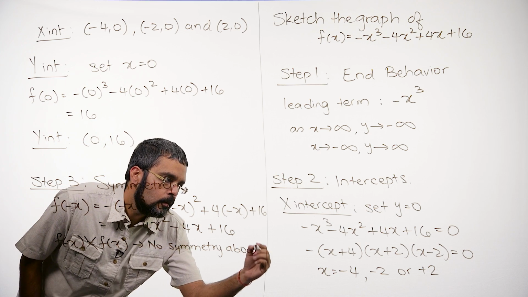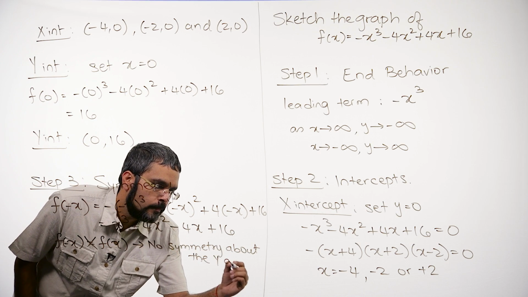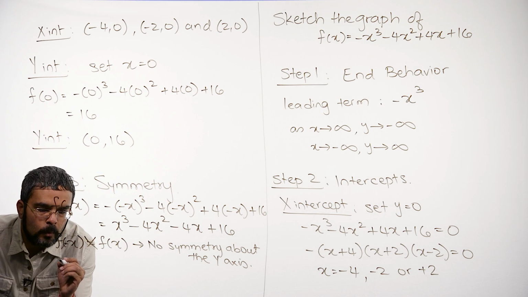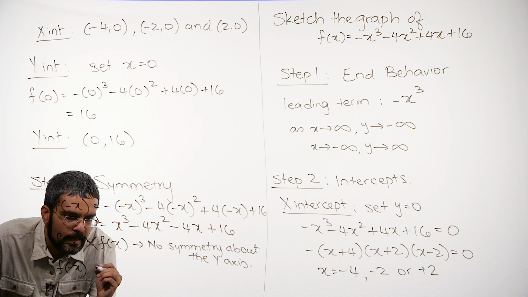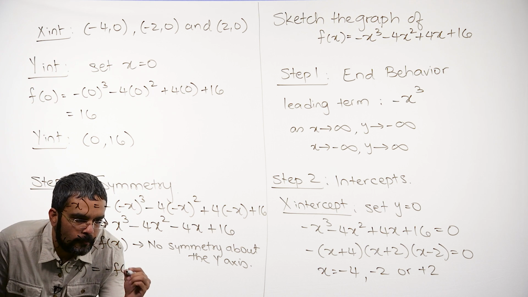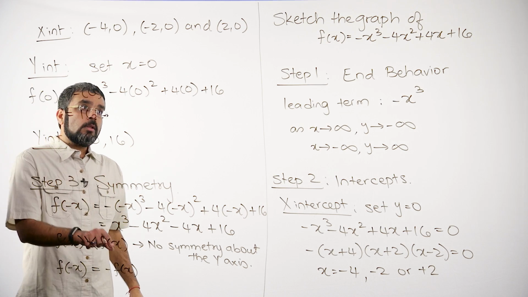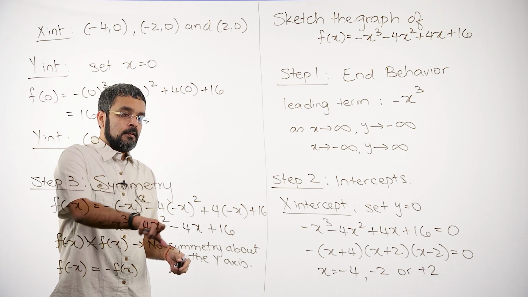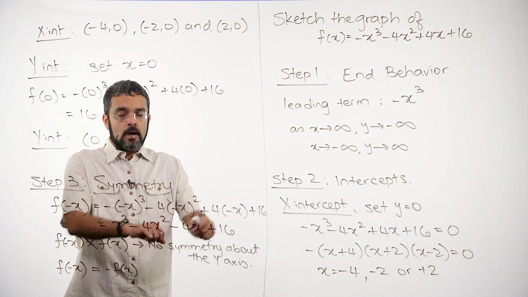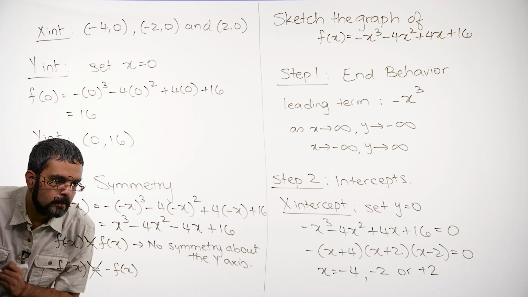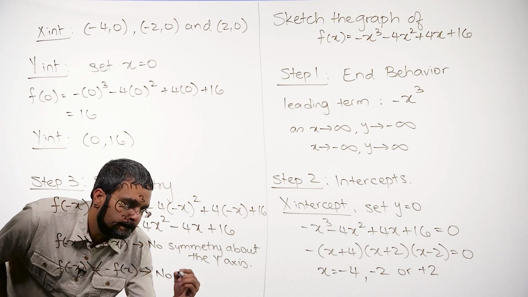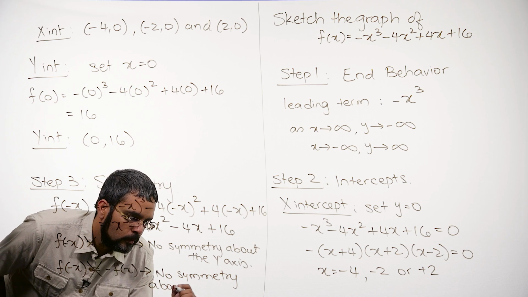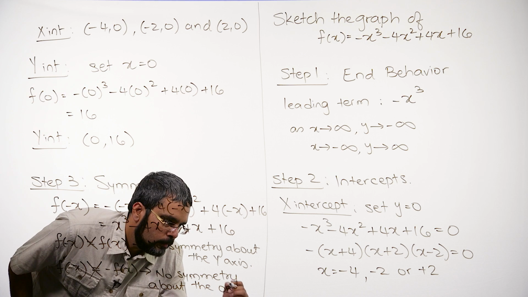about the y-axis. To check for symmetry about the origin, we need to figure out if f of negative x is equal to negative f of x. So basically, did all the signs change? Well, let's see. X cubed changed signs, negative 4x squared did not. So two of the terms changed sign and two of them did not. So this is not true, and so there is no symmetry about the origin.